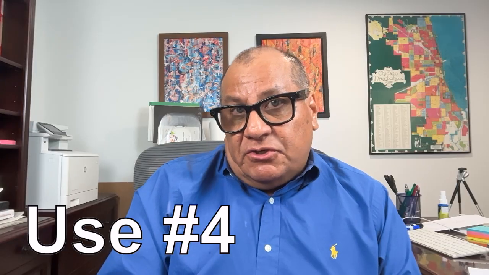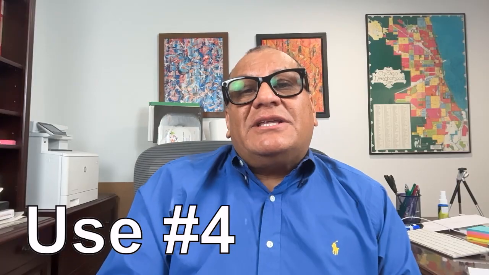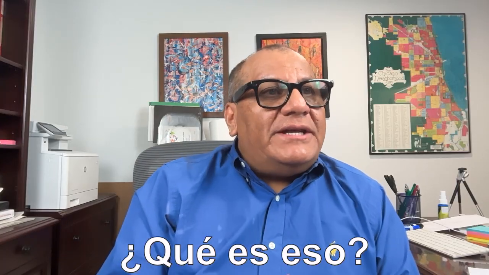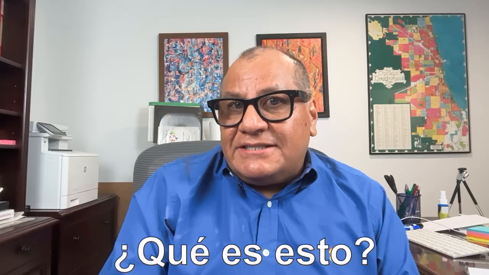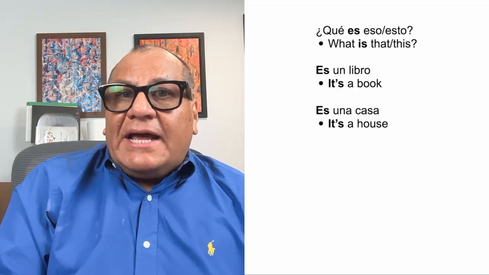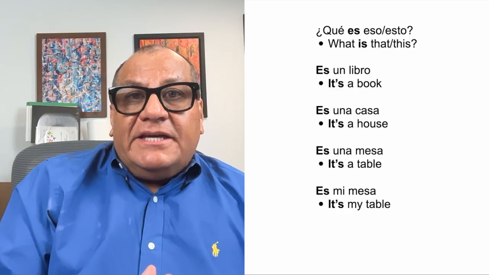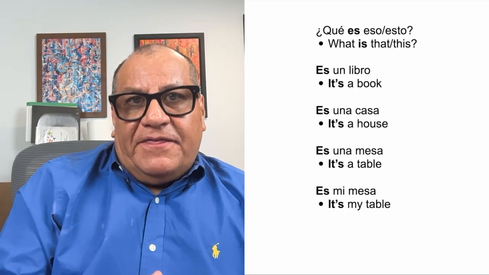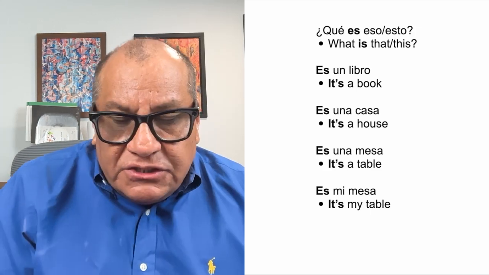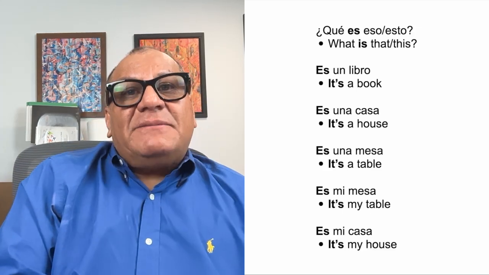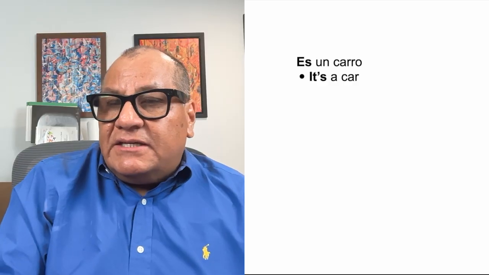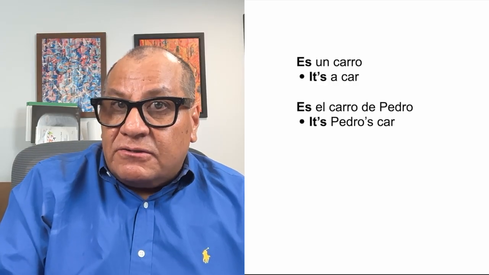Likewise, ser is going to be used for a fourth instance when we use ser to identify things. ¿Qué es eso? What is that? ¿Qué es esto? What is this? The answer to that, it is a book. Es un libro. Es una casa. Es una mesa. Es mi mesa. When we identify things, we can also indicate belonging. Who does it belong to? Es mi mesa. Es mi casa. Es un carro. ¿Qué es eso? Es un carro. Es el carro de Pedro.